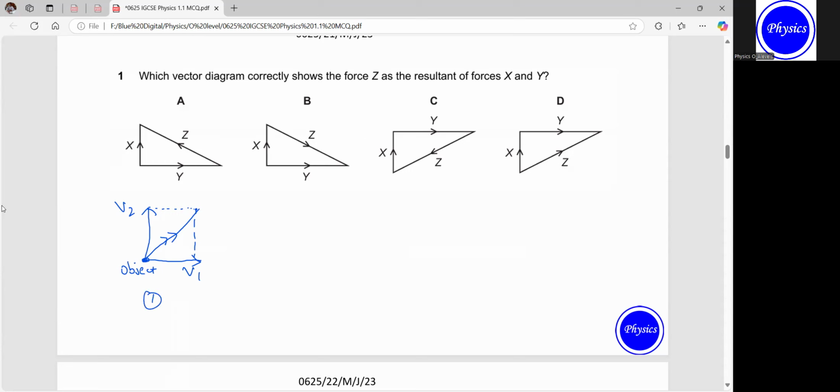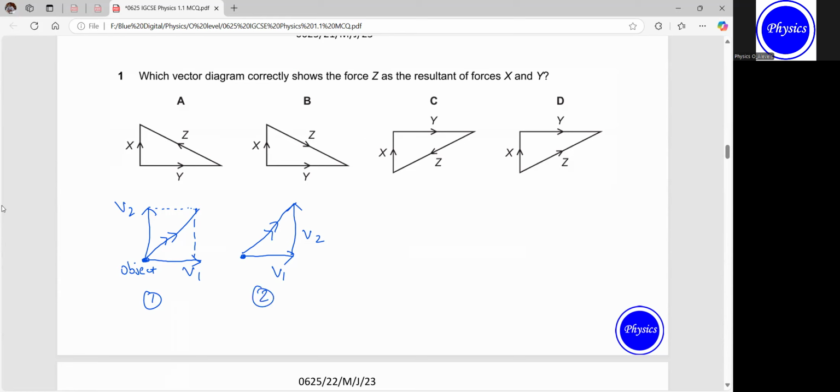This is one method. There's one more method. If you have two vectors, you start from the object. One vector is V1. Then to the head of this vector, you put the tail of the other vector. So head to tail: the head of the first vector meets the tail of the second vector. This is vector 2. Now the resultant will be in this direction, diagonally to the right. So the resultant will be the same whether you follow the first method or the second method.